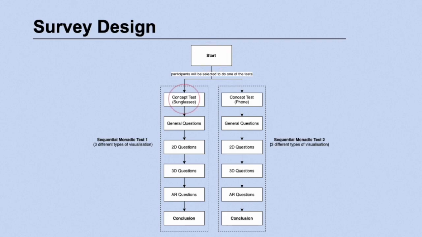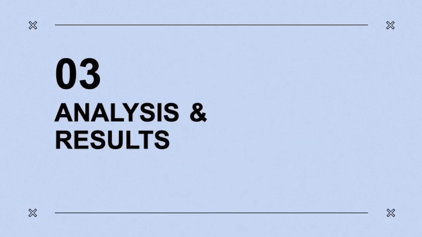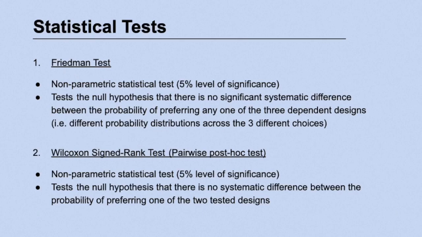Now, let's say the participant was assigned to the sunglasses survey. He will now do a series of questions evaluating the same product in different forms, namely 2D, 3D, and AR. For the exact survey questions, please refer to the report. Next, the analysis and results. Firstly, a two-step statistical test is conducted on the usefulness of the three forms of visualizations.